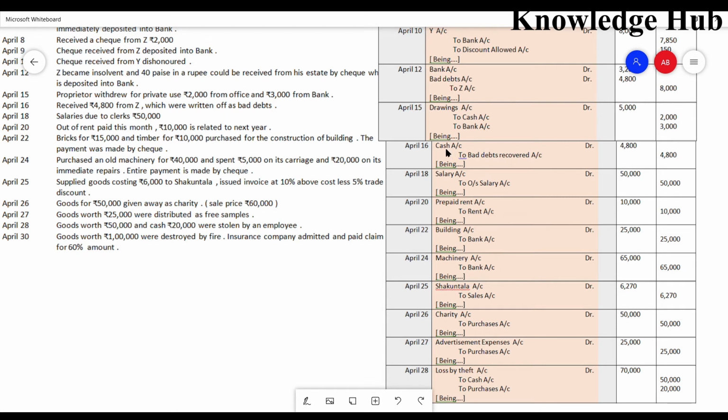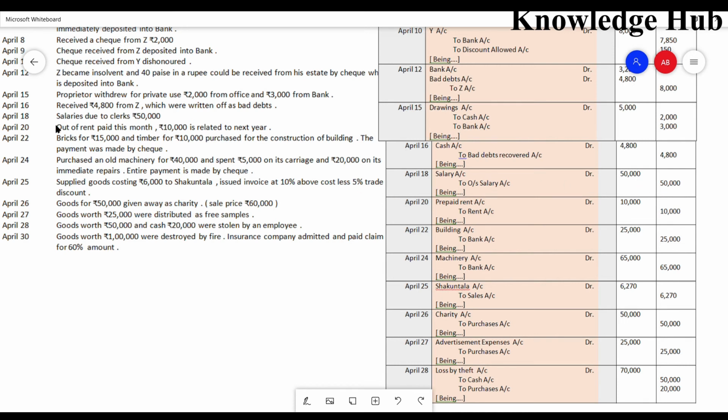So my journal entry on April 16th becomes cash account debit to bad debts recovered account for 4,800. The next transaction is salaries due to clerks for rupees 50,000. It's mentioned that salaries are due. That means these are outstanding salaries. Salaries would have been my expense, but I have not paid. This remains outstanding. So the entry will be salary account debit to outstanding salary account for 50,000.